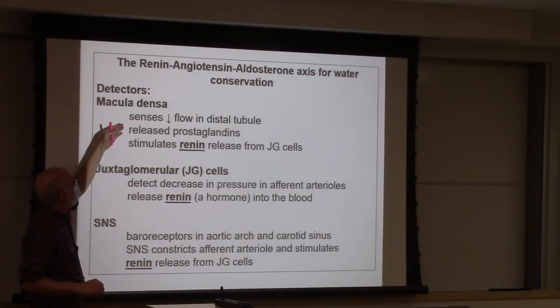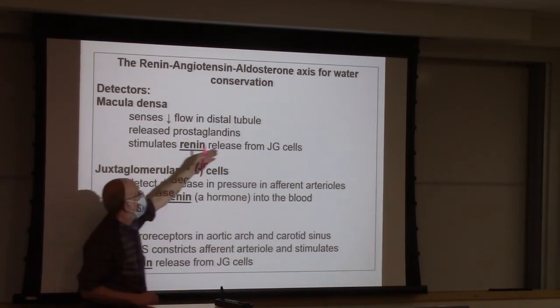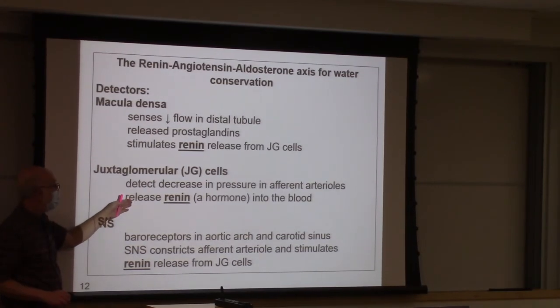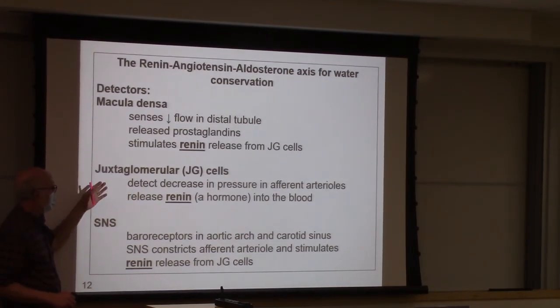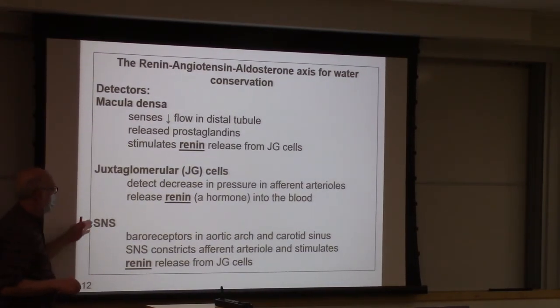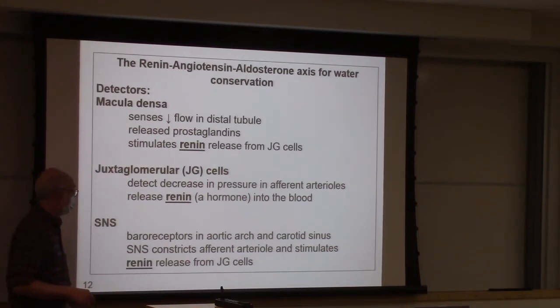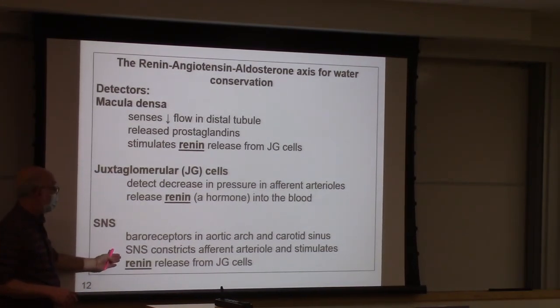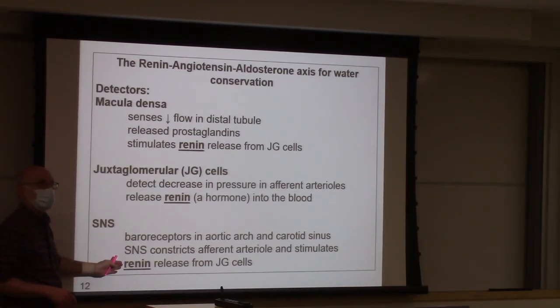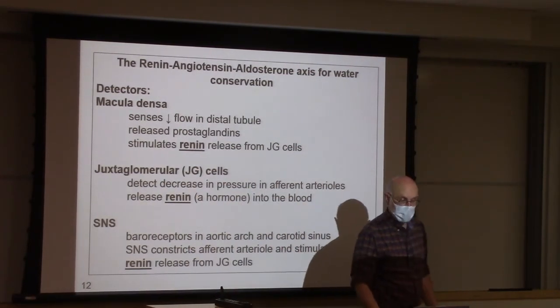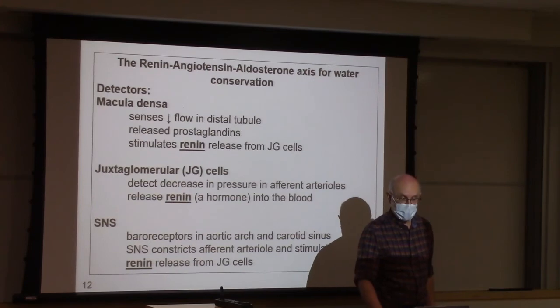Macula densa stimulates the juxtaglomerular cells to release renin. Renin is going to do stuff on the next slide. At the same time, the sympathetic nervous system constricts the afferent arterioles, and it also stimulates renin release. We're still in the dehydrated setting.